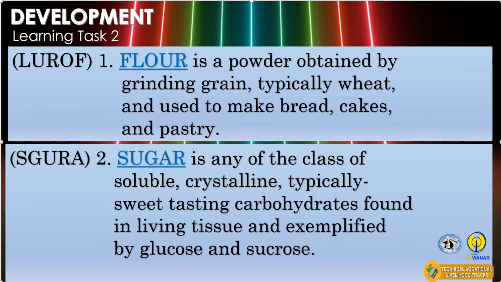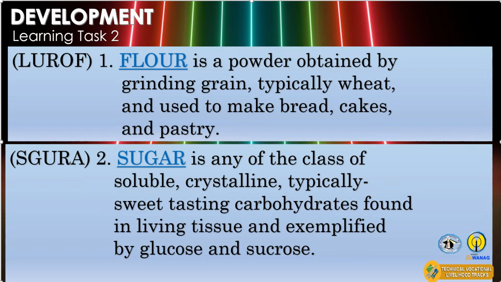Now that you are done answering, let's look at the answer. Number 1 is a powder obtained by grinding grain, typically wheat, and used to make bread, cakes, and pastry. The answer is flour. Number 2 is any of the class of soluble, crystalline, typically sweet-tasting carbohydrates found in living tissue and exemplified by glucose and sucrose.